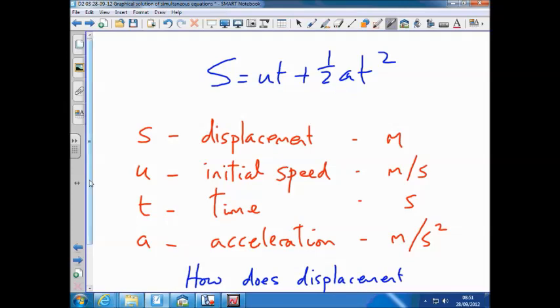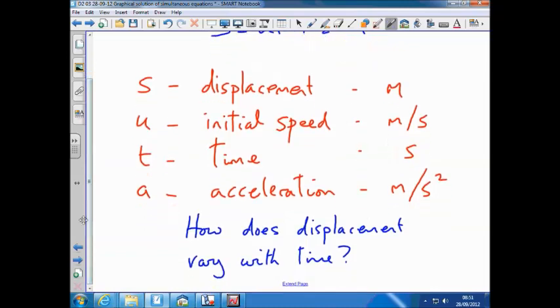We're interested in how the displacement varies with the time. So if you think back to when we were talking about these functions and the independent and the dependent variables, how does displacement vary with time? Which is the independent variable? The one that we're going to be controlling. So time is the independent variable, and the dependent variable is displacement.